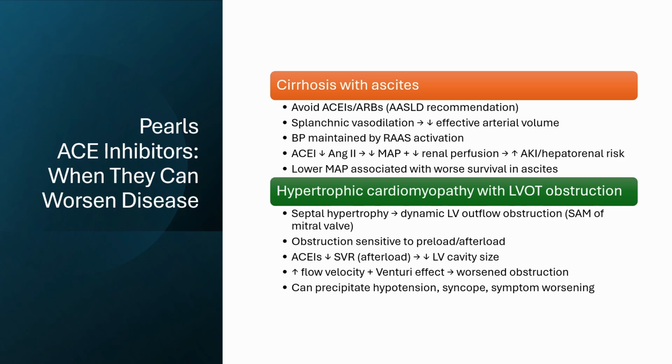In hypertrophic cardiomyopathy with obstruction, medications that cause vasodilation, such as ACE inhibitors, cause the left ventricle cavity to decrease and increase the velocity of blood flow through the narrowed outflow tract, which worsens the obstruction. The reduced afterload increases the Venturi effect, which creates a suction effect in which the mitral valve leaflet is pulled further into the outflow tract. Essentially, ACE inhibitors can precipitate hypotension and symptom exacerbation in these patients.